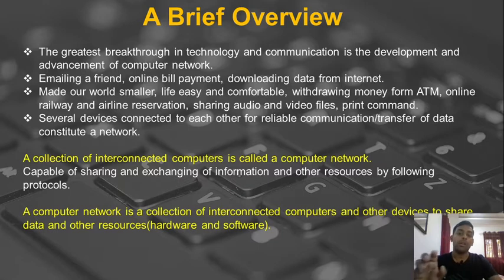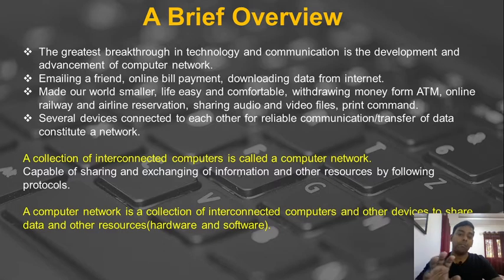When we look at a computer network, it is a collection of computers and other related components. Not only computers, but other components like modems, switches, gateways, routers, printers, scanners, and many other components are part of a network. That's what a computer network actually is, and these are interconnected to each other. The greatest breakthrough in technology and communication is the development and advancement of computer networks, of course.